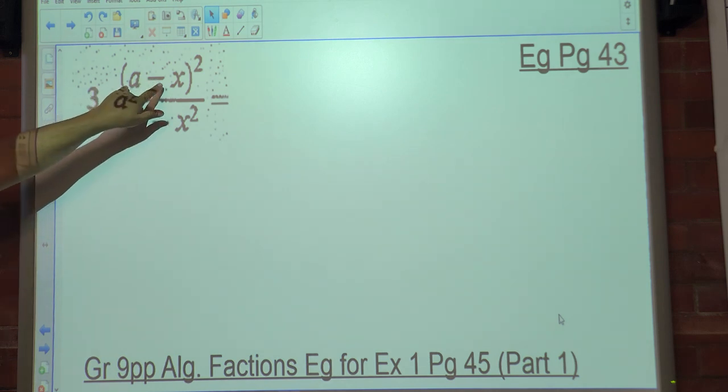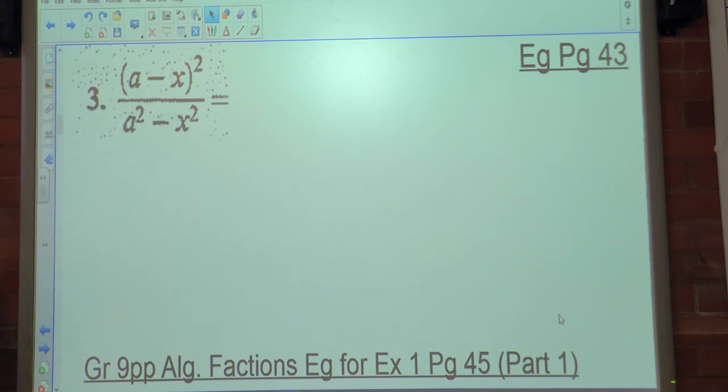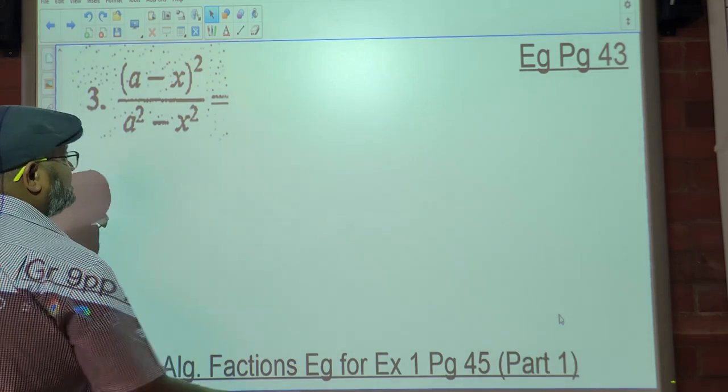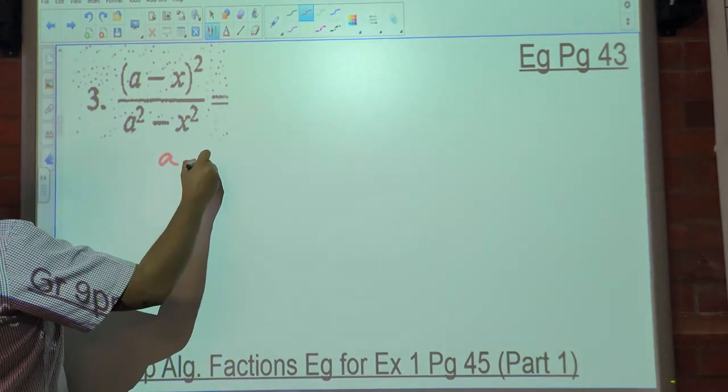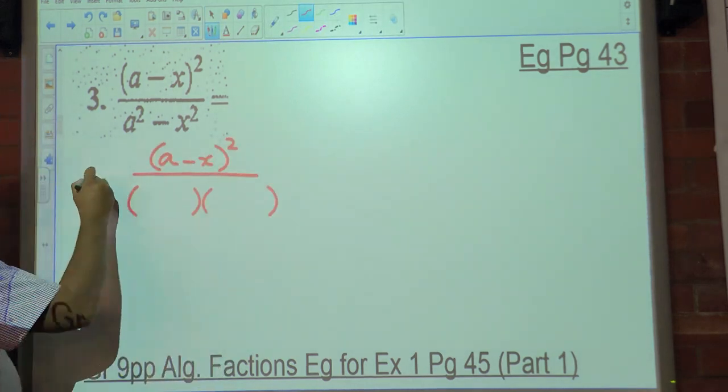Right, so what factorization can happen in the numerator? Nothing. It's already factorized. Not so. Denominator, what type of factorization there? Difference of two squares. So what do we have? (a minus x) all squared. Do that factorization quickly.